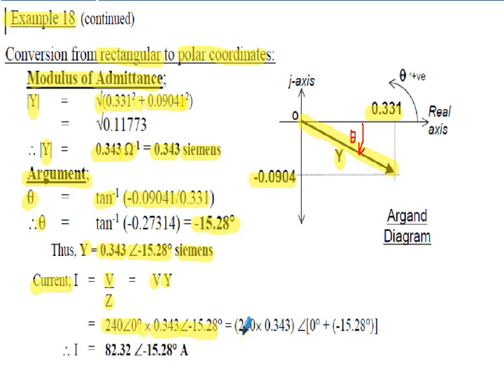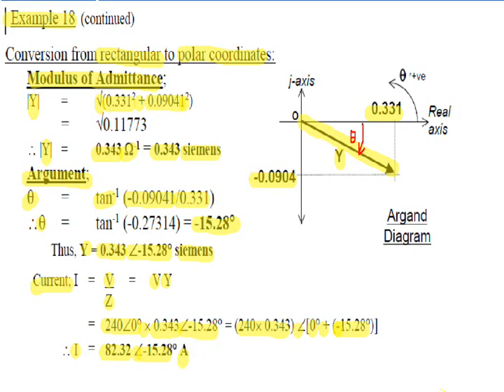So be careful here. That's 240 multiplied by 0.343. And for the argument, that's 0 plus, and then we've got a negative 15.28. So be careful there for your sign. A positive and a negative makes a negative. So finally, I is equal to 82.32 argument negative 15.28, and that's amps.